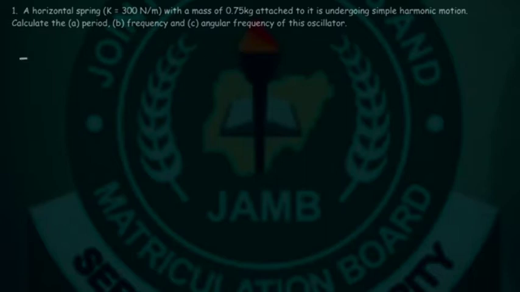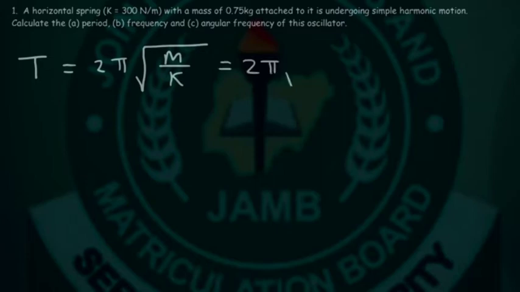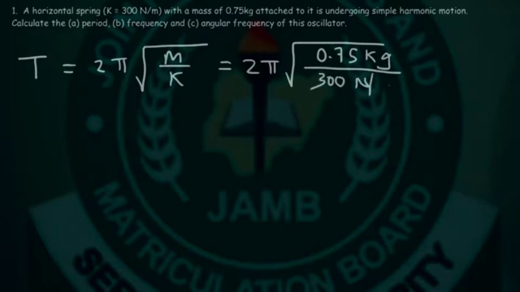The formula that we need to calculate the period is this equation. It's equal to 2 pi times the square root of the mass divided by the spring constant, which we have all of that in this problem. So the mass is 0.75 kilograms, and the spring constant is 300 newtons per meter. So let's go ahead and type that into the calculator.